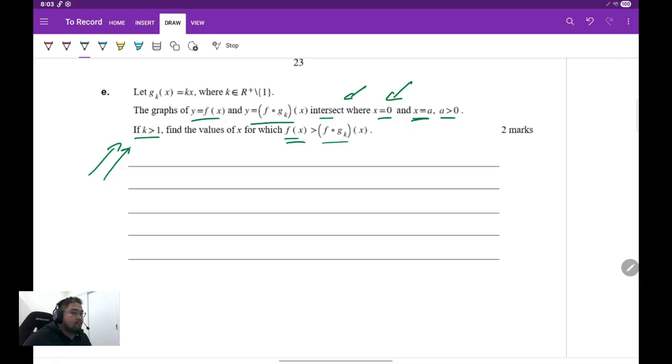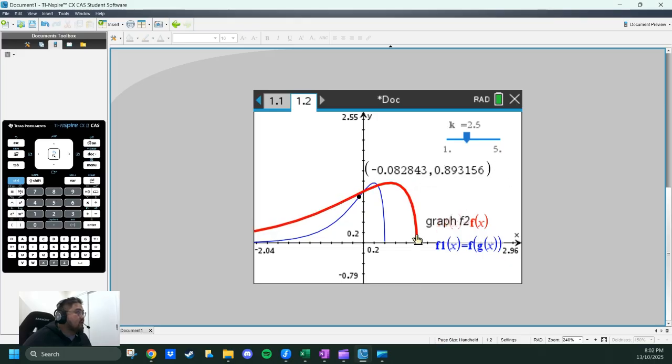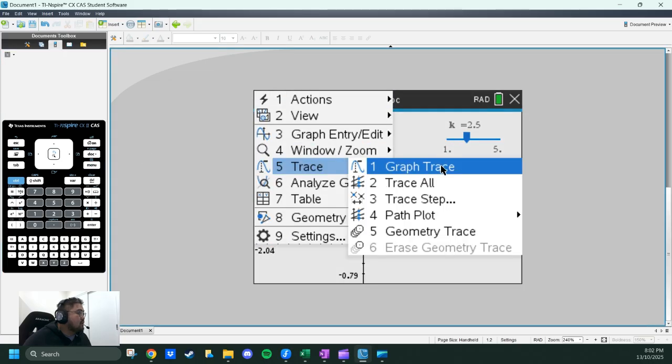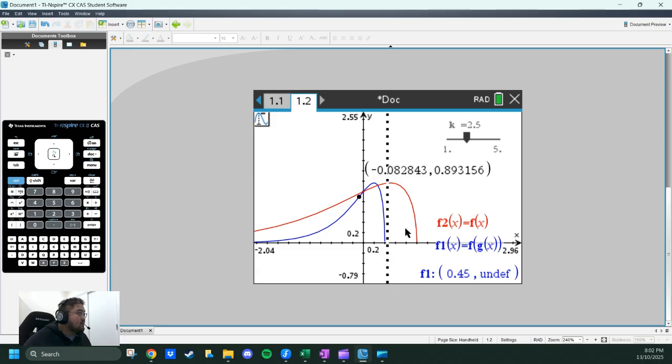All right. So this red line here, what's that point? Trace, I'm going to trace. Okay, it looks like it's at 1, but it's not defined at 1. And that's because in the question, it says there is a restriction in that domain.